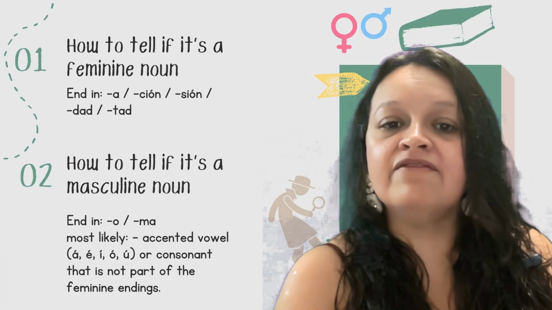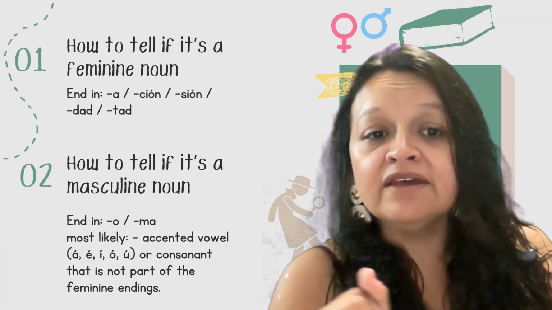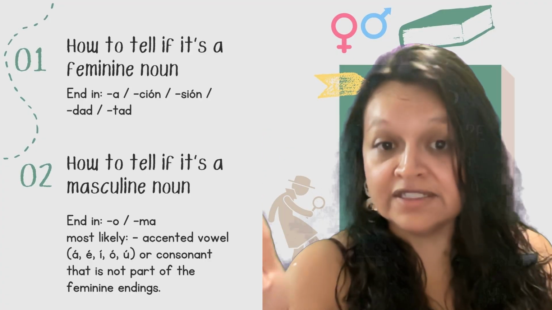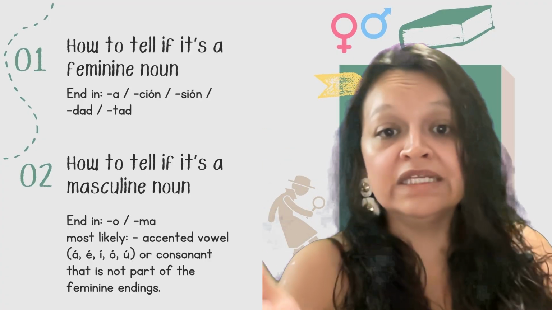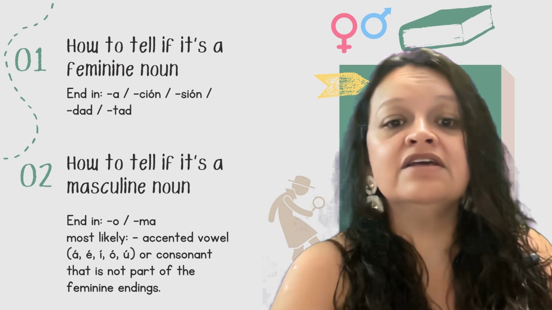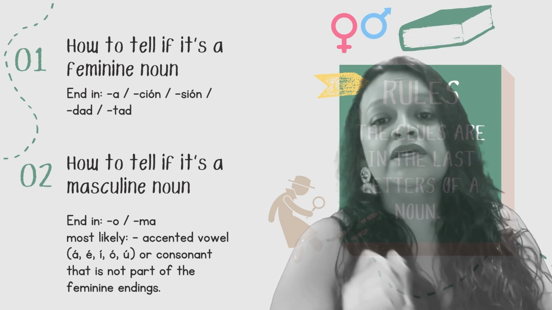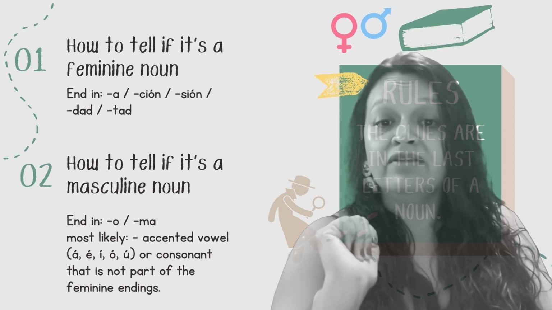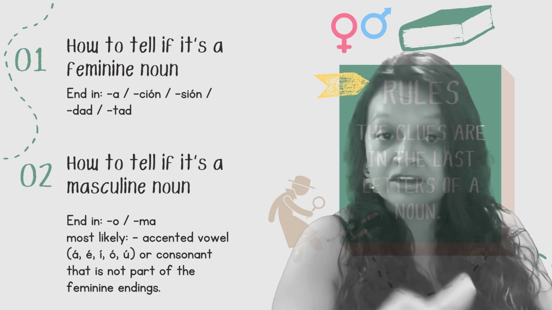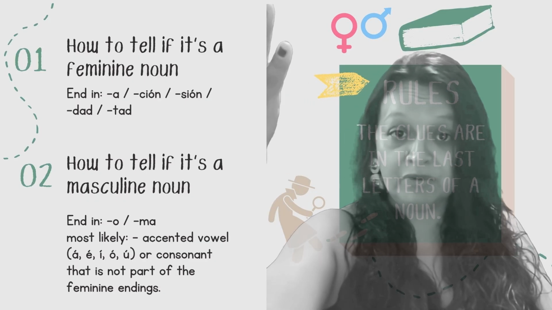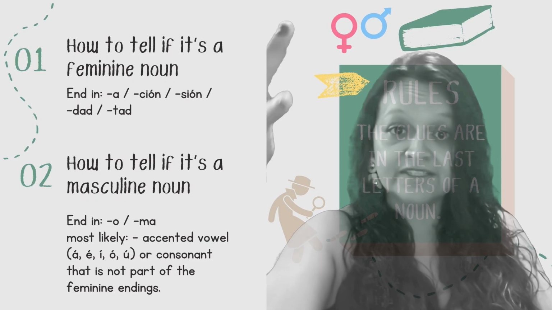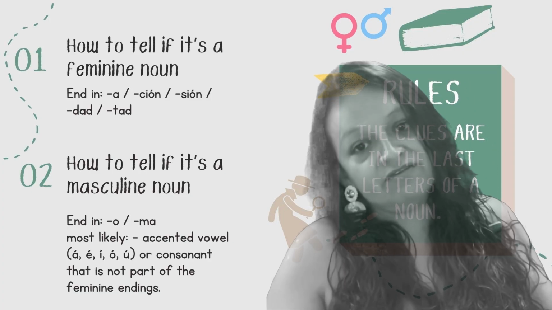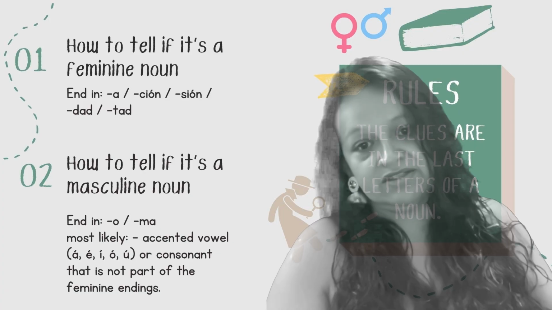And then we also have that, most likely, if the noun ends in a vowel with a tilde, a, e, i, o, u, con una tilde, or a consonant, they will be masculine nouns. Remember that if the consonant belongs to the parts that are feminine, like da, ta, sión, then they are feminine. So if they're not part of the feminine endings, then they're masculine endings.